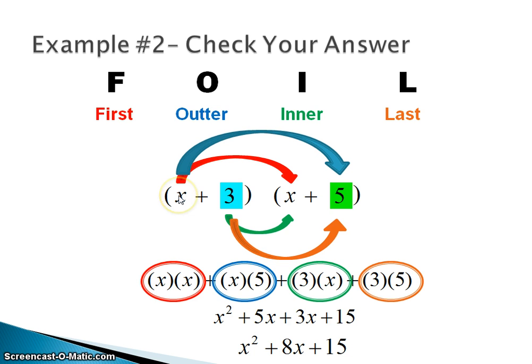So I multiply the first term times the first term, then outer, inner, and then last. I end up with x times x, which is x squared, x times 5, which is 5x, 3 times x, which gives me 3x, and 3 times 5, which gives me 15. When I combine the like terms of 5x and 3x, I end up with x squared plus 8x plus 15. That's where I started, so I know my answer checks out.